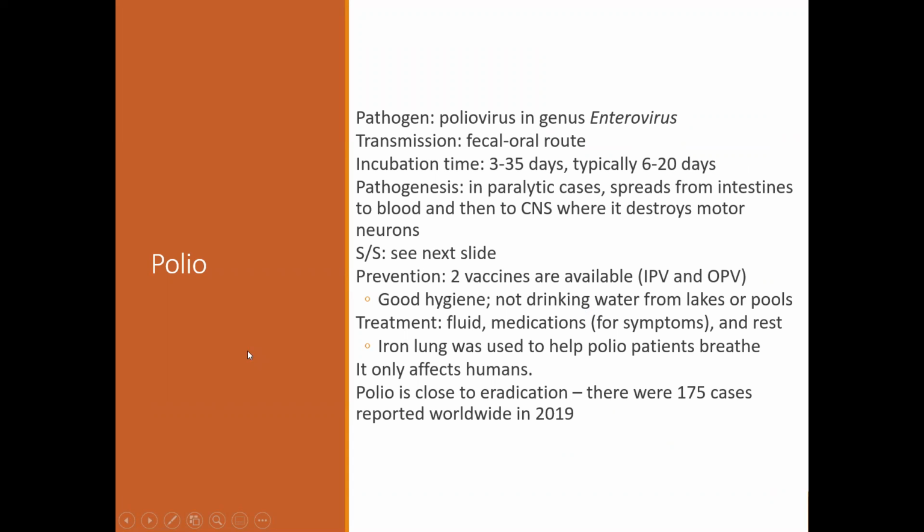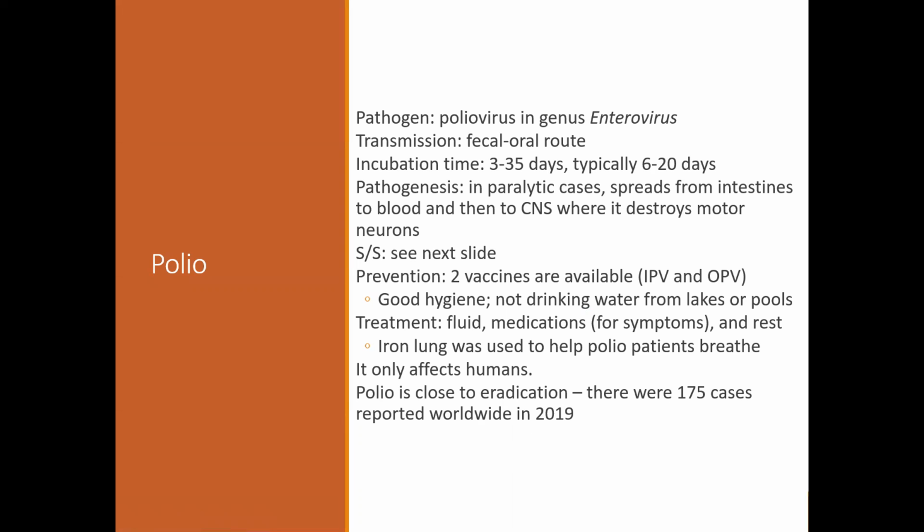Polio, fortunately, is not something that we really have to worry about in the United States anymore, and it is on track for global eradication. They had set a target of 2,000. We didn't make that, but we're close. There were 175 cases of wild type polio reported in 2019.